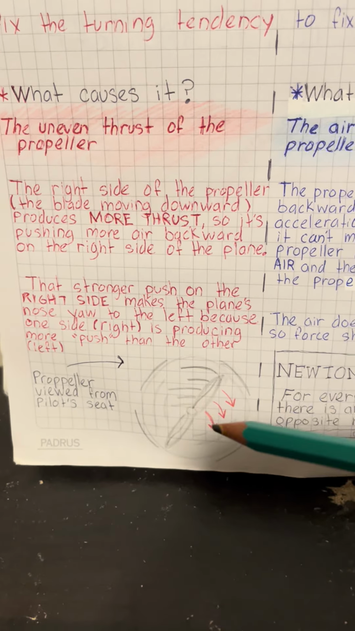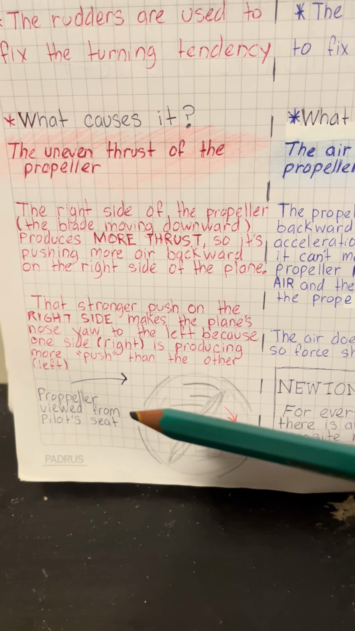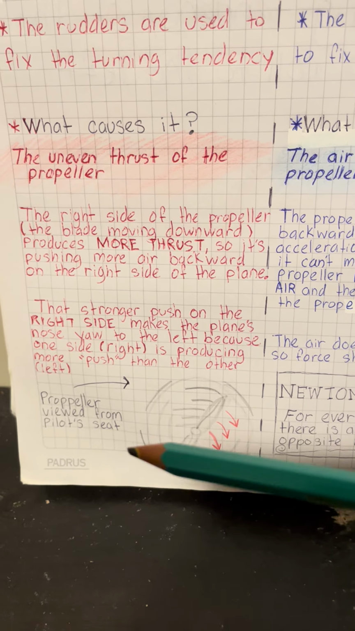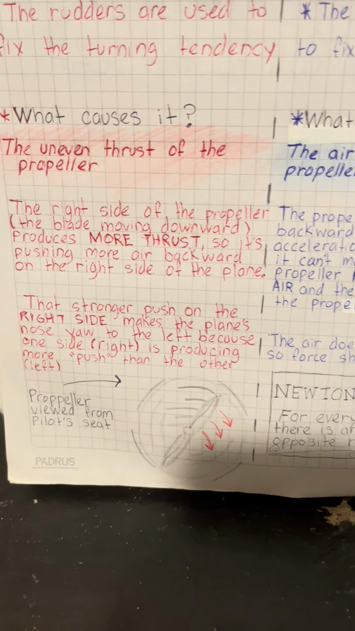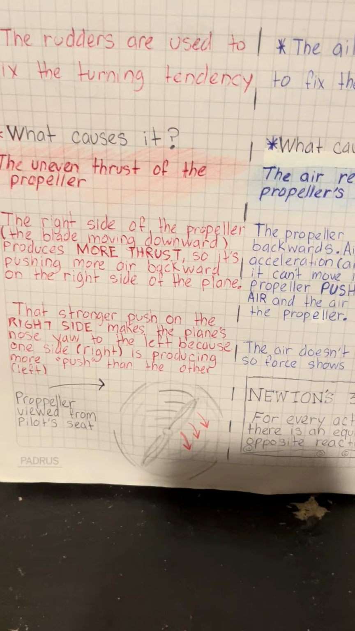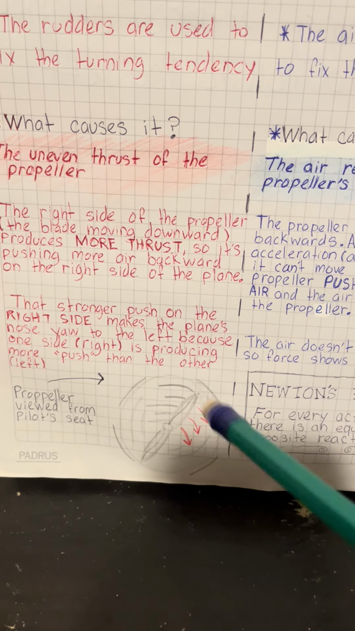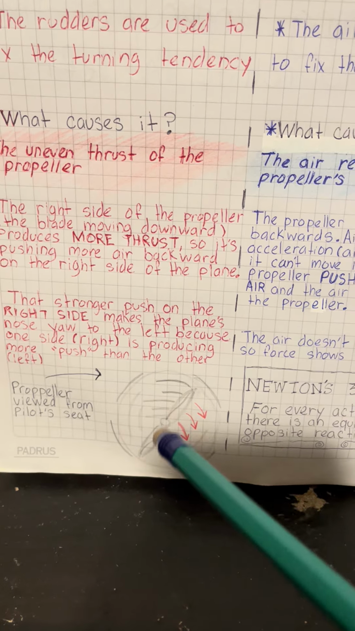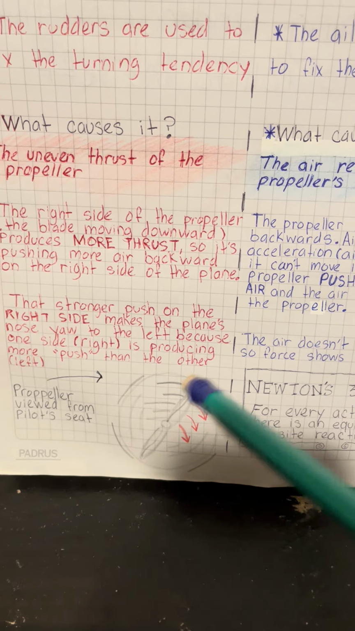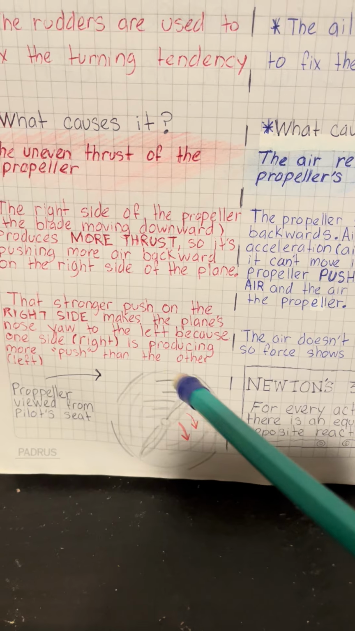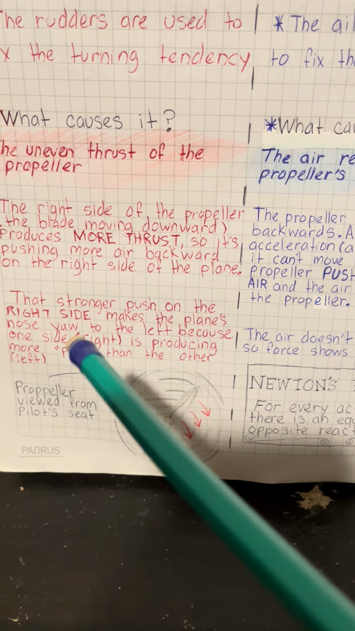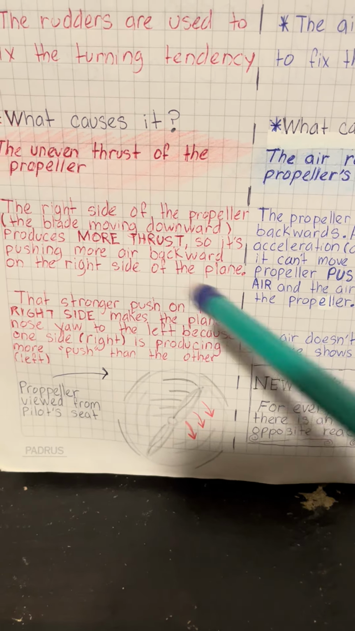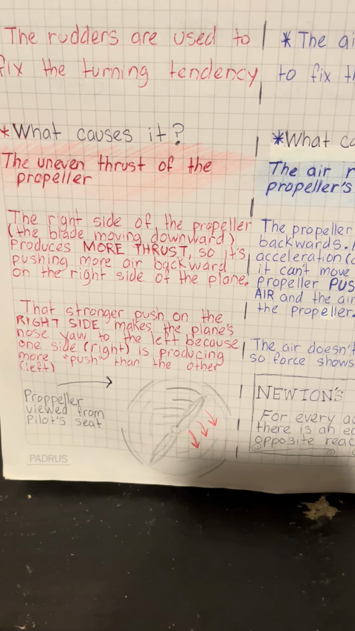And let's look at this propeller down here. And I wrote this note that says propeller viewed from the pilot's seat. So yeah, let's pretend that we are the pilot, and this is the way that we would be looking at our propeller spin. So it's spinning pretty much from left to right. This is the motion that we're going to be seeing.